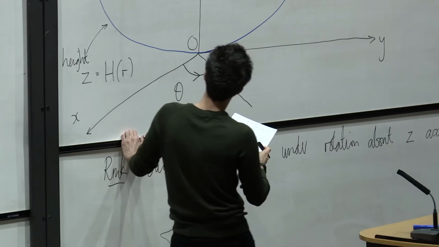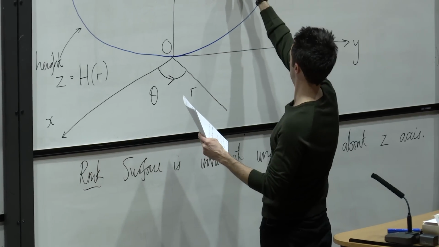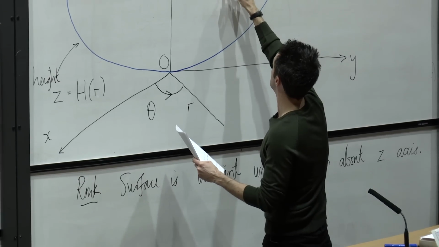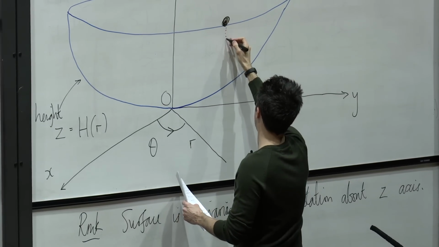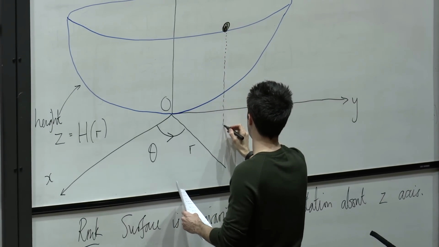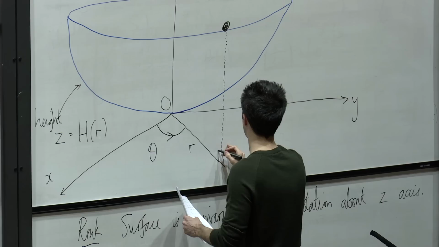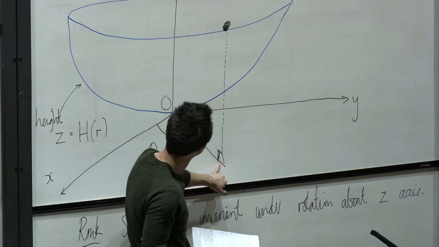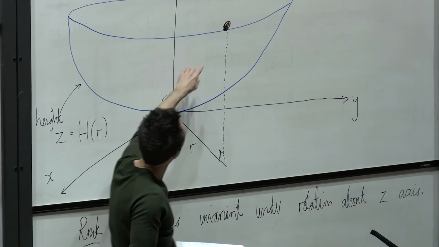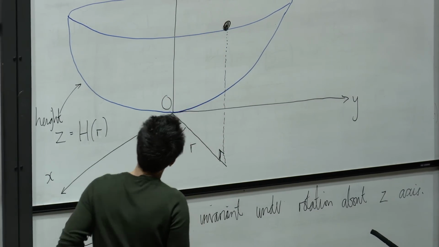Okay, next I'm going to draw on my point particle. So that's the blob there, that's the point particle that's going to move on the surface. And then I drop a perpendicular down here. So that's a right angle from the line between the particle down to the xy plane.